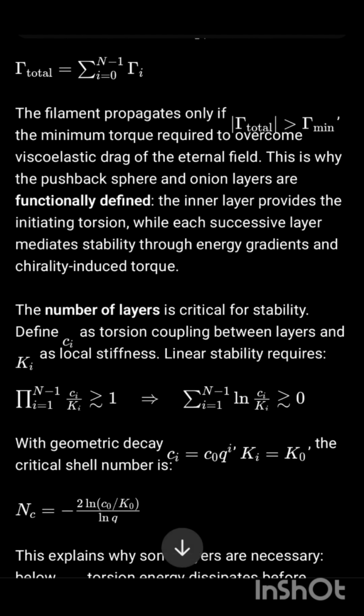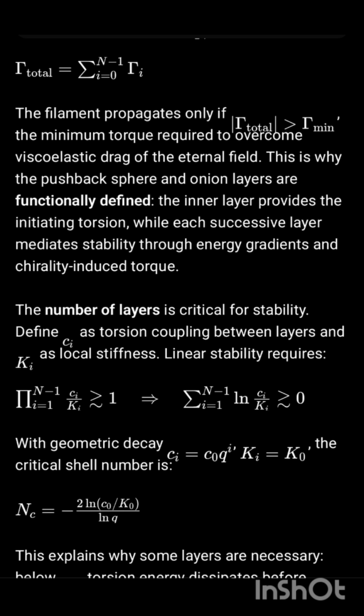This is why the pushback sphere and onion layers are functionally defined. The inner layer provides the initiating torsion, while each successive layer mediates stability through energy gradients and chirality-induced torque. The number of layers is critical for stability.